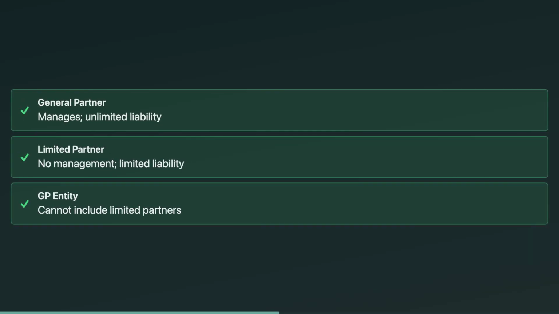Now, the limited partnership, or LP. An LP must have at least one general partner and at least one limited partner. The general partner runs the show and takes the liability exposure. The limited partners look more like investors: limited liability, and generally no day-to-day management. If a fact pattern says passive investor and not involved in operations, that's screaming limited partner.